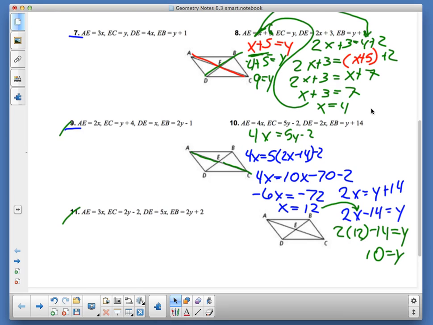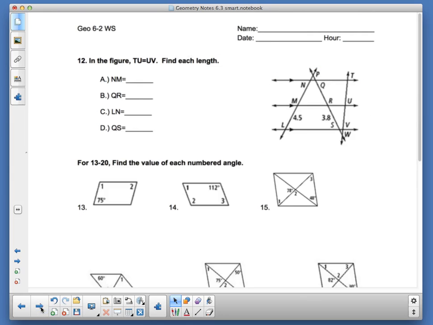You will have it on a homework quiz. You will have it on a quiz. You will have it on a test. It's not maybe.